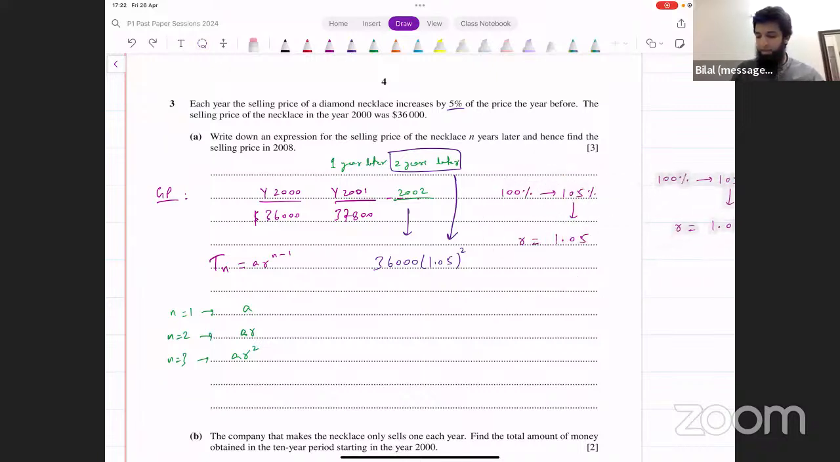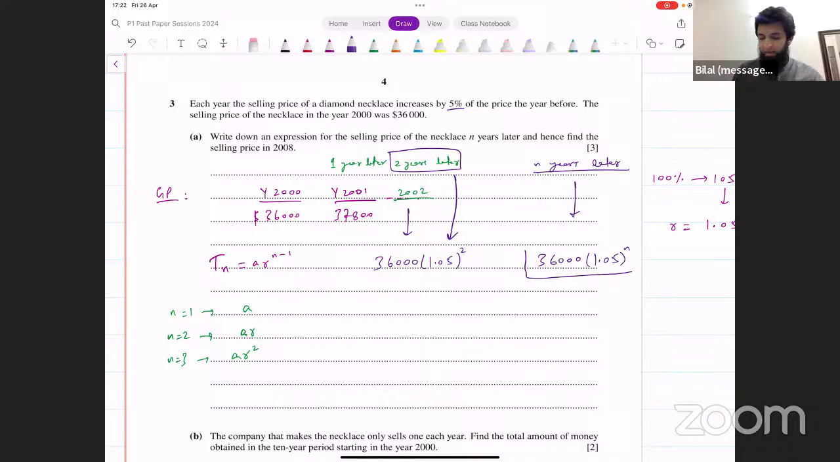What happens n years later? So when we say n years later, what is that going to be? This is going to be 36,000 multiplied by 1.05 raised to power n. That is going to be the expression that you get for the selling price of the necklace n years later.